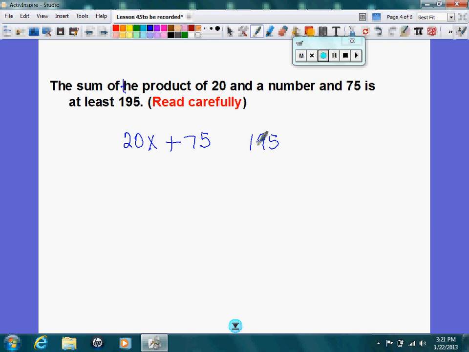Well, if it was less than, then it could be 194. Well, this says at least 195. So could it be 195? Yes, it's at least 195 means it could be 195. What if it were 196? Well, that would work too. So it's going to be greater than or equal to. All right, I think we've got one more.